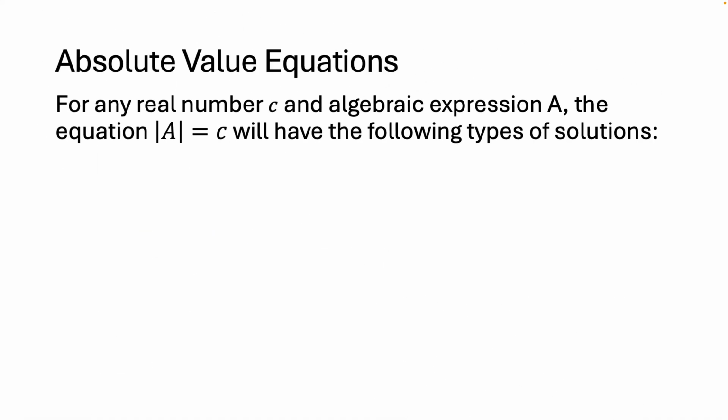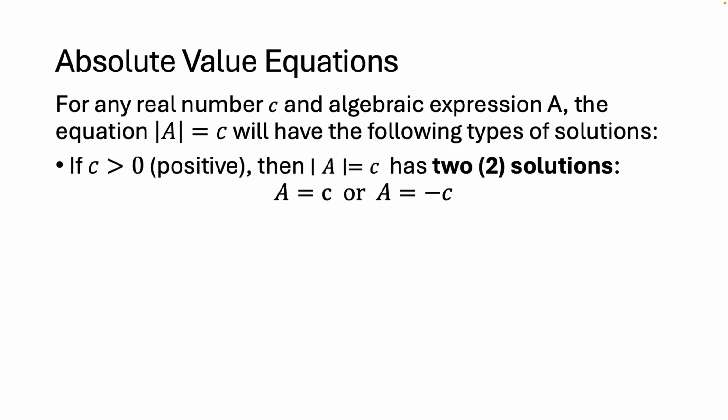Now let's take a look at the different types of solutions for absolute value equations. For any real number c and algebraic expression a, the equation, the absolute value of a is equal to c, will have the following types of solutions. If c is greater than 0, in other words, if c is positive, then the equation has two solutions: the algebraic expression a equals c, or the algebraic expression a equals negative c.